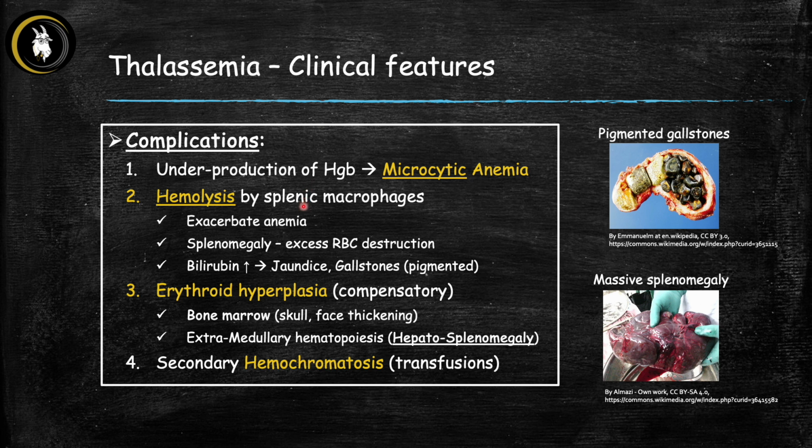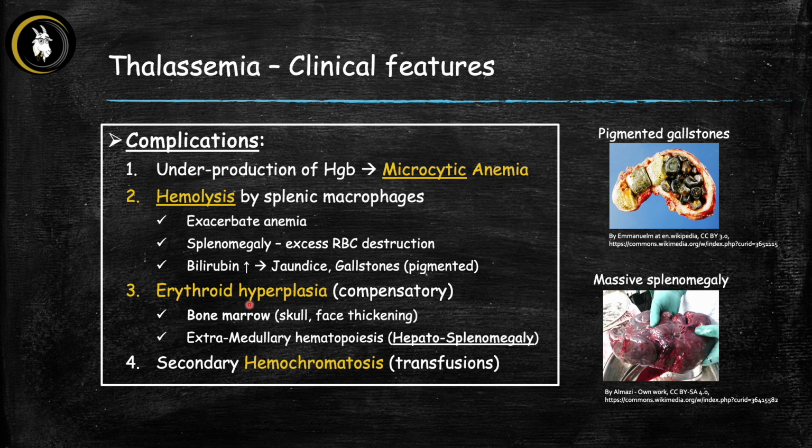Number 1, this destruction of the red blood cells is going to further exacerbate the anemia. Number 2, the spleen is also going to get congested by all the breaking down of the red blood cells, which is going to cause it to enlarge in size, and this is called splenomegaly. And then finally, there's going to be a large rise in the bilirubin because it's a byproduct of heme breakdown, and the high bilirubin levels are going to cause jaundice as well as can lead to formation of pigmented gallstones.